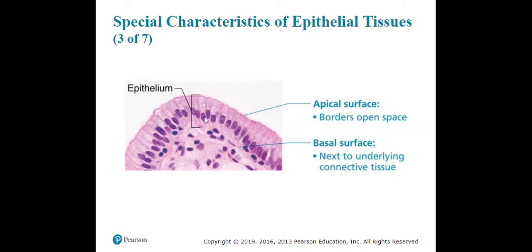So the apical surface on here, you can see, is going to be this region right here going out, and you can see this one does actually have some microvilli. You can see a little bit of a bumpiness to it. And then the basement membrane, the basal surface, is going to be here towards the connective tissue.